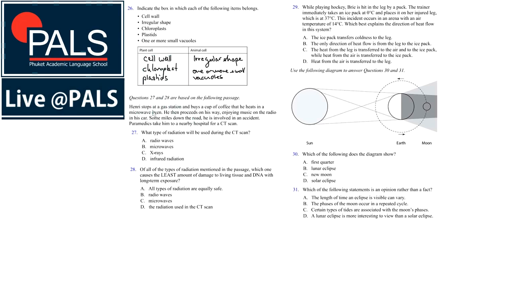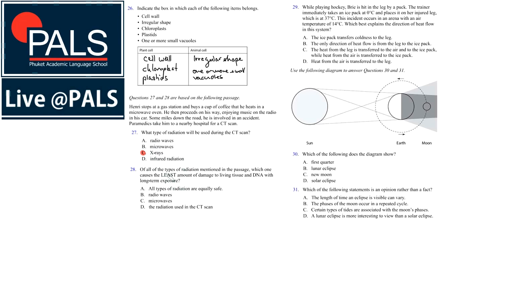27 and 28. Henry stops at a gas station and buys a cup of coffee that he heats in a microwave oven. He then proceeds on his way, enjoying music on the radio in his car. Some miles down the road, he is involved in a car accident. Paramedics take him to the nearby hospital for a CT scan. What type of radiation will be used during a CT scan? So CT scans are very similar to X-rays, and they use the same type of radiation. They use X-ray radiation. The other forms of radiation are not used in this imaging technique, so it's X-rays.